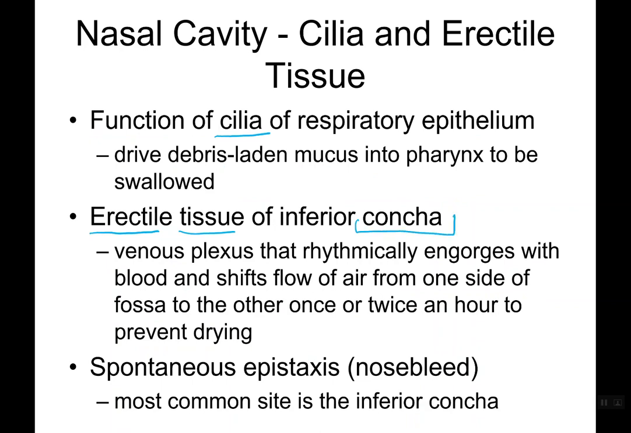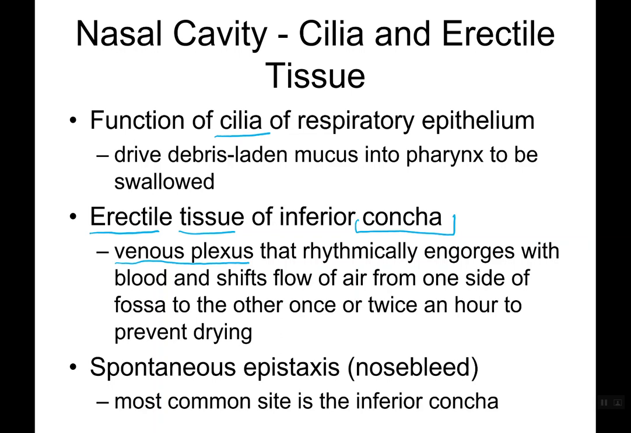Well done, Ed. So these are venous plexuses. Remember, a plexus is a braid-like network, and these happen to be venous rather than arterial, which is interesting because we only really covered alterations of the arterial system last term. Venous ones are fairly rare, but they do exist. So these ones rhythmically engorge with blood, and it shifts the airflow from one side of the fossa to the other about once or twice an hour to prevent drying.